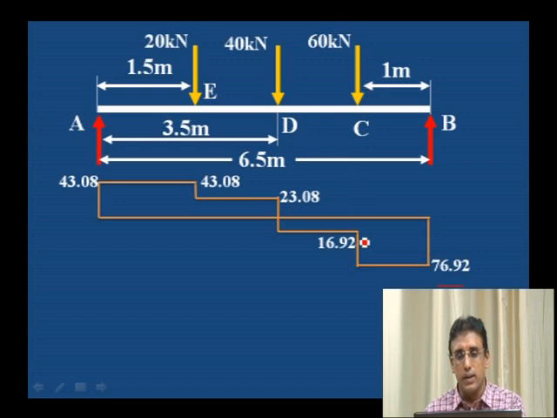What you can observe here is that wherever point loads are there, there is a drop. That drop must be equal to the value: 76.92 minus 16.92, it is the 60 drop here. Then 23.08 plus 16.92, 40 drop here. From 43.08 minus 23.08, 20 drop. This vertical drop should be equal to the point load value, and at the support it is the reaction value. Here 43.08 is the RA value, 76.92 is the RB value.